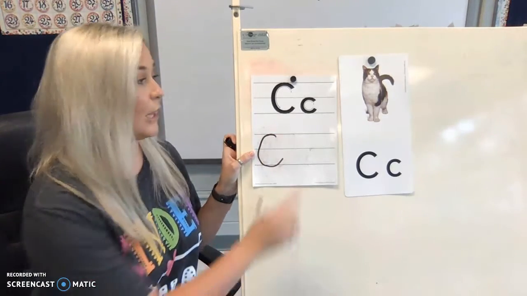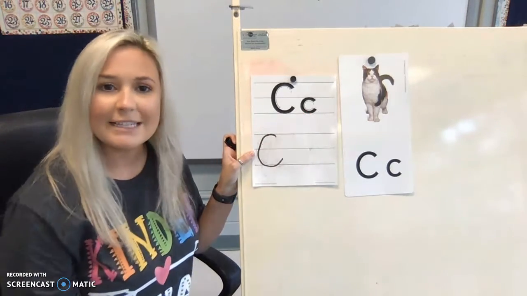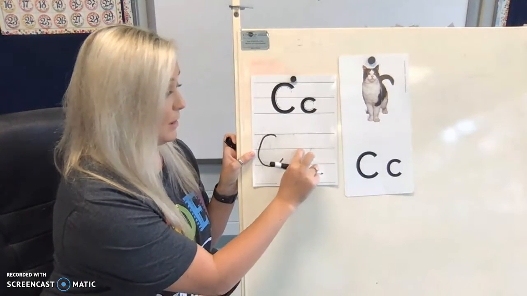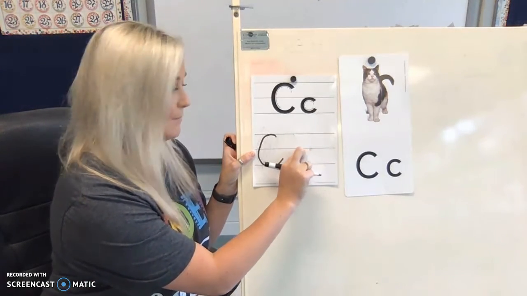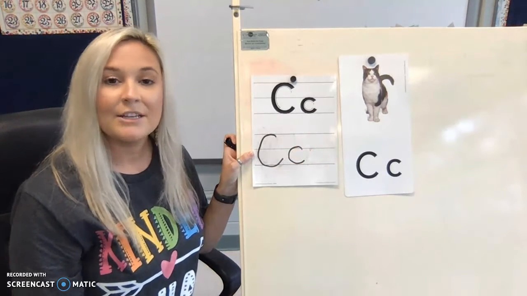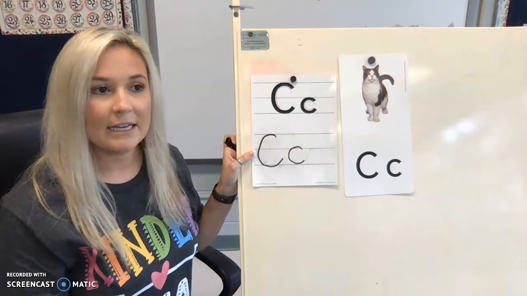Now let's do the lowercase c together. And we're going to do the exact same thing that we did for the uppercase C. So for the lowercase c, we're going to start below the dotted line this time. And we're going to go around and back. So that's our lowercase c.